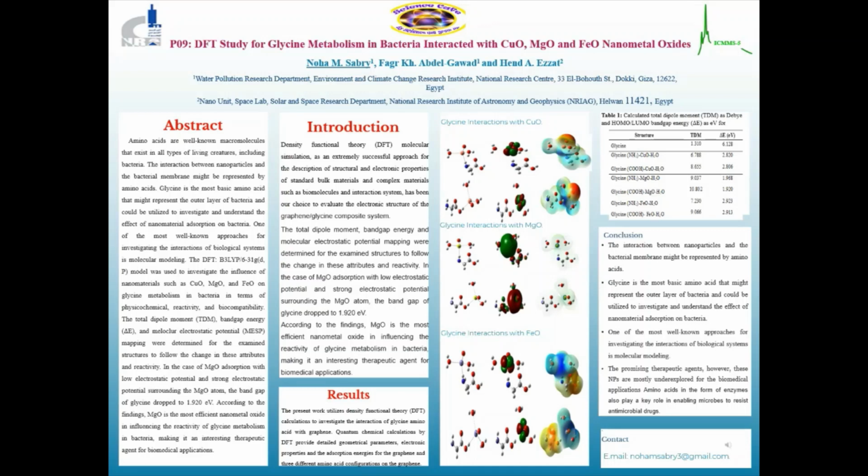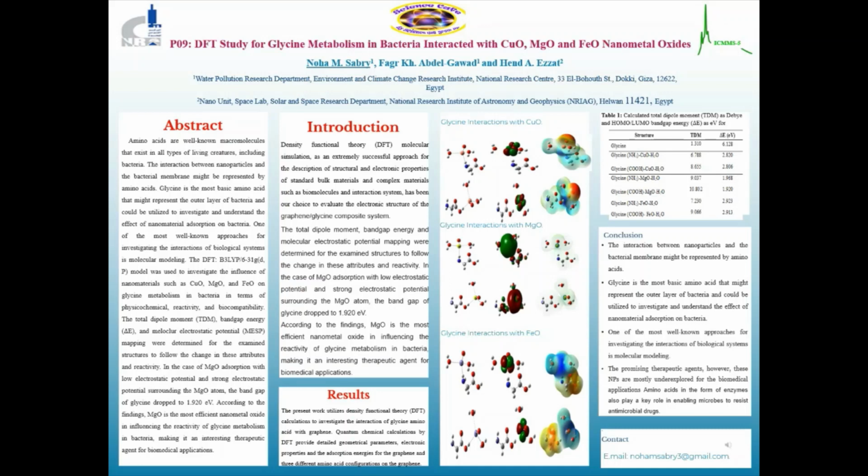Amino acids are well-known macromolecules that exist in all types of living creatures, including bacteria. The interaction between nanoparticles and the bacterial membrane might be represented by amino acids. Glycine is the most basic amino acid that might represent the outer layer of bacteria and could be utilized to investigate and understand the effect of nanomaterial adsorption on bacteria. One of the most well-known approaches for investigating the interactions of biological systems is molecular modeling.